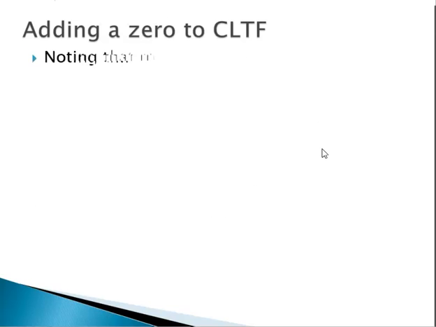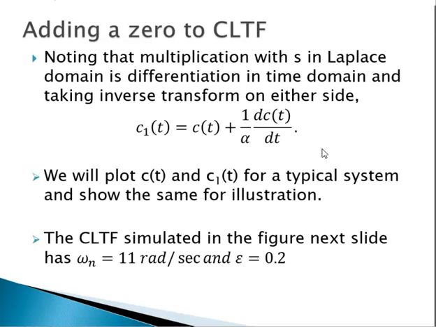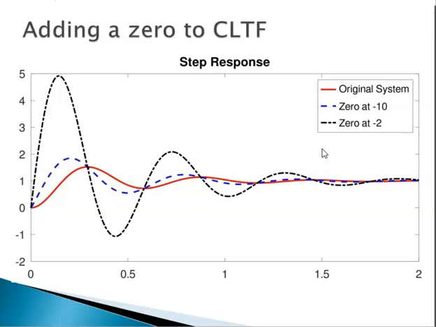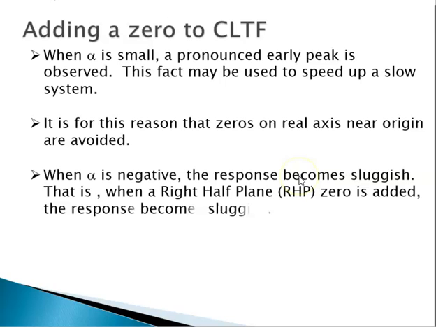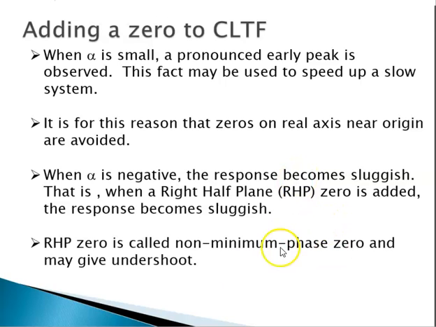Zeros on the right hand side make the system non-minimum phase. Generally, non-minimum phase systems are not very desirable because they may give what is called an undershoot. To begin with, the response goes in the opposite direction and then comes back into the right direction.